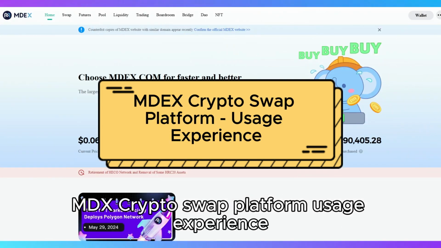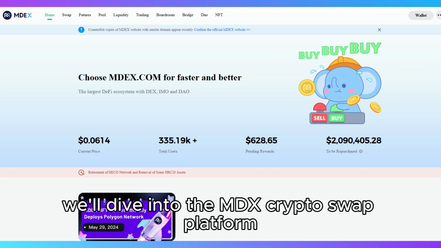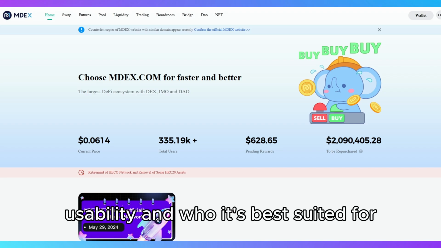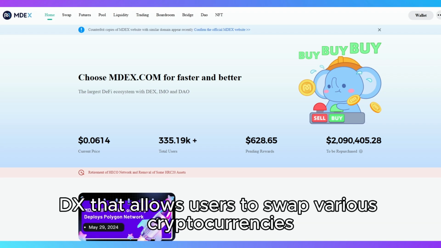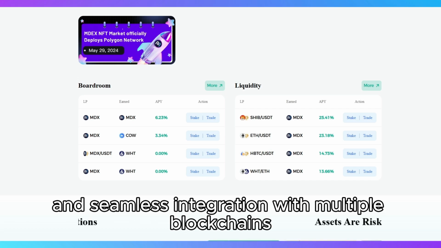MDEX Crypto Swap Platform Usage Experience. In this video, we'll dive into the MDEX Crypto Swap Platform, exploring its features, usability, and who it's best suited for. MDEX is a decentralized exchange, DEX, that allows users to swap various cryptocurrencies with low fees, high liquidity, and seamless integration with multiple blockchains.